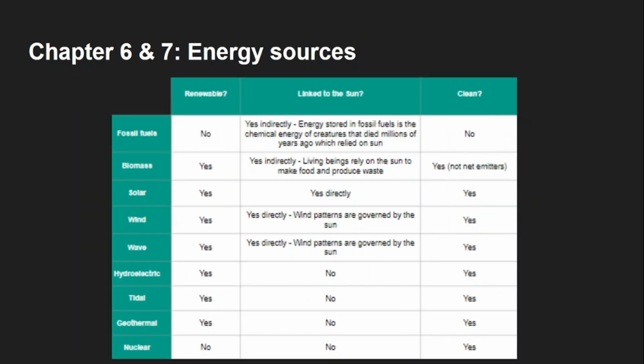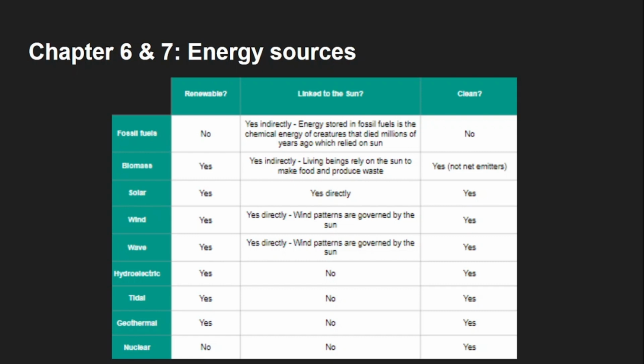And then the other type of questions you get for energy sources, apart from stating what energy transfer or transformation they tend to use, as well as being able to state a pro and a con to each of them, I think the other questions are around whether they're renewable, whether they're clean, and whether they rely on the sun.